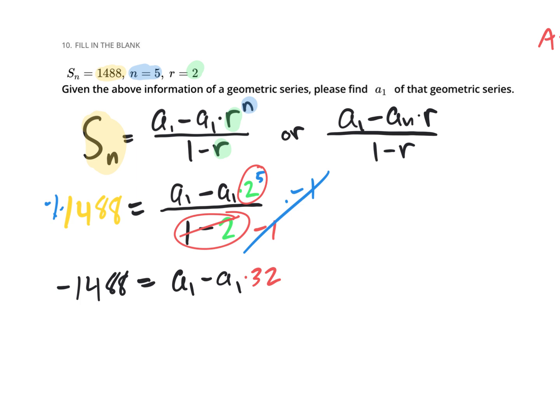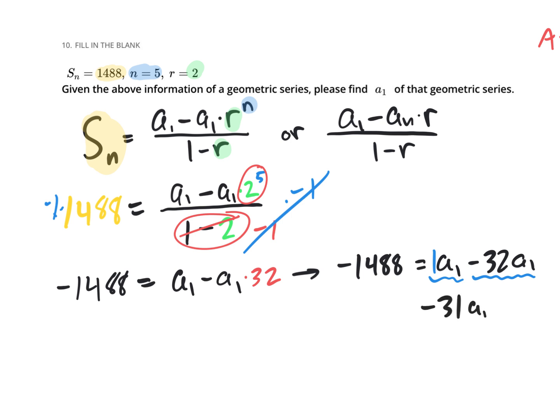So now at this point, you're thinking, how am I going to get a sub 1 by itself if there's 2 of them, right? Now, let's keep in mind that when you say 32 times a sub 1, that's really 32 a sub 1. So you know what? Let me rewrite this one more time to make it look a little nicer. We're just going to rewrite the whole equation over again. Negative 1,488 equals a sub 1 minus 32 a sub 1. From here, you would actually subtract one of these a sub 1s, take away 32 of those a sub 1s, and that would leave you with negative 31 of those a sub 1s. And it's still equal to negative 1,488.